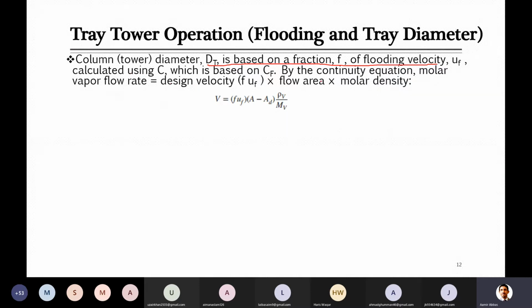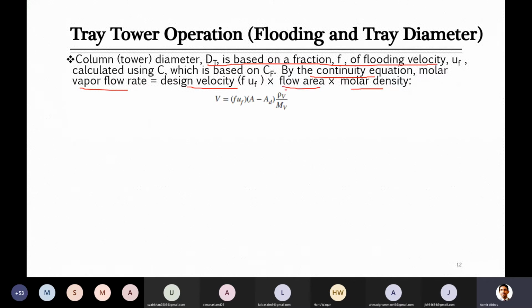So you can write the equation to calculate the diameter, and that can be written based on the equation of continuity. You know that the equation of continuity is area into velocity, whose product remains constant, so that can be rearranged: A1 V1 is equal to A2 V2 as per our requirement. Here that will be rearranged as molar vapor flow rate equal to design velocity into flow area multiplied by molar density.